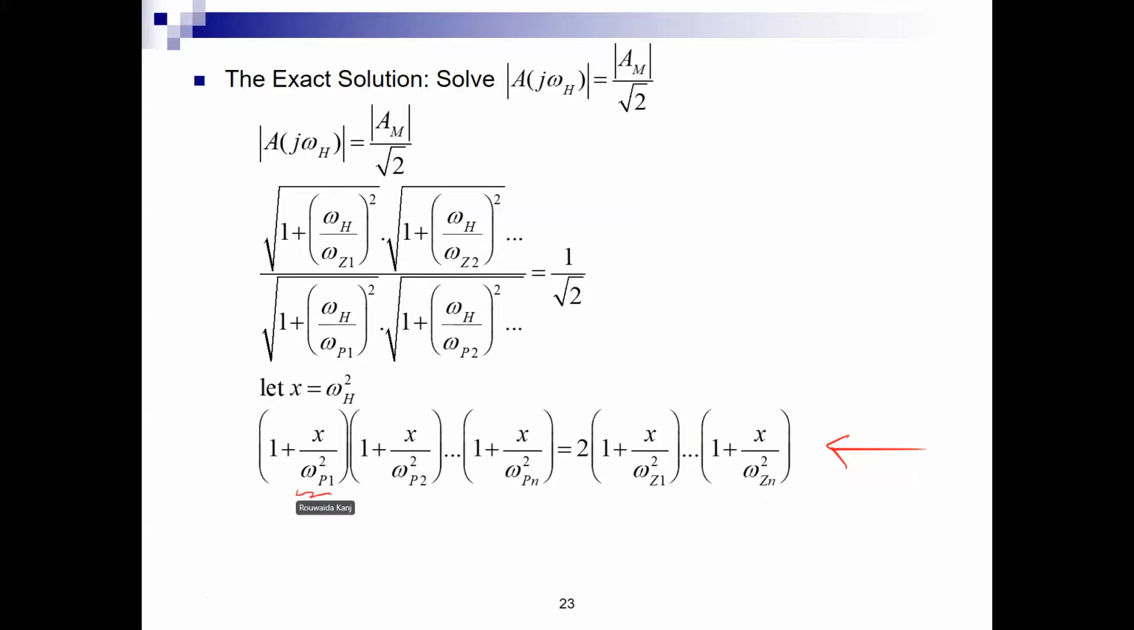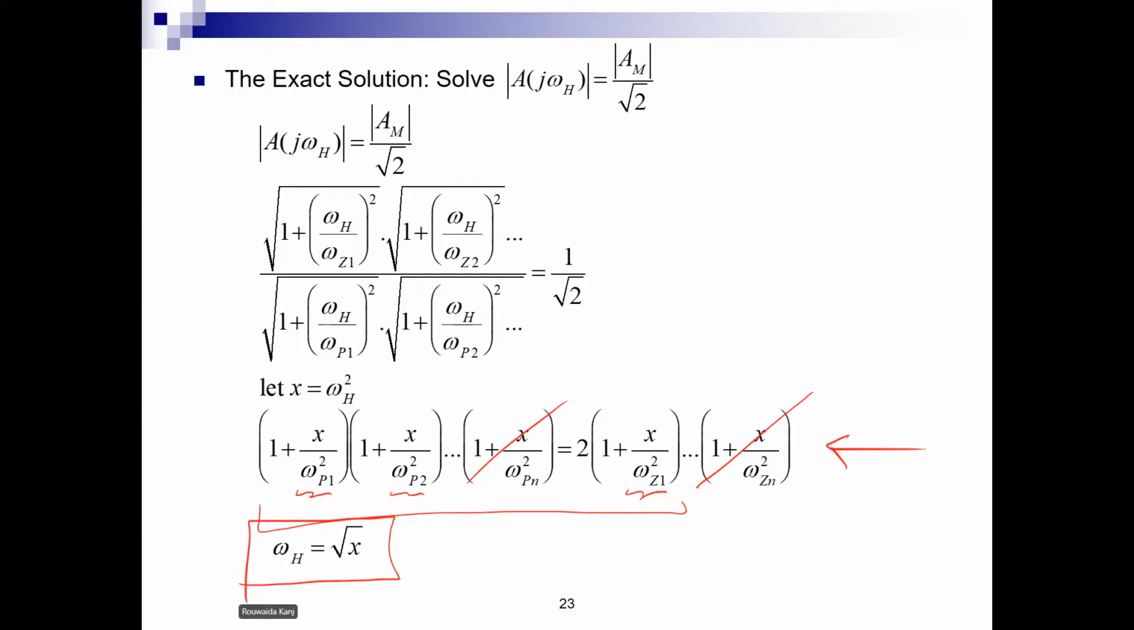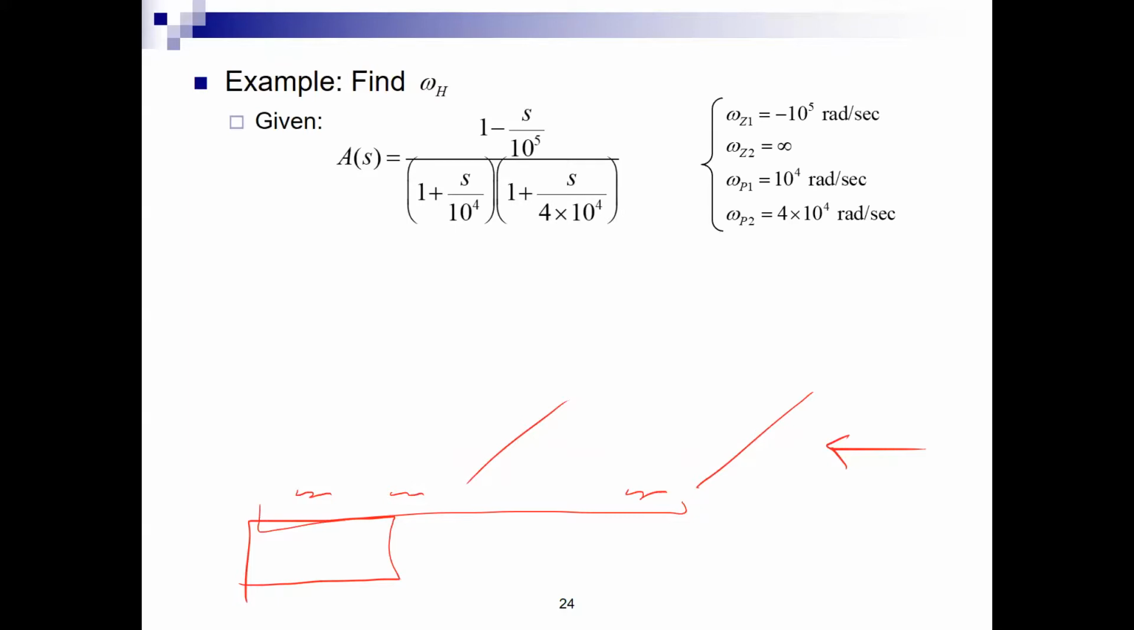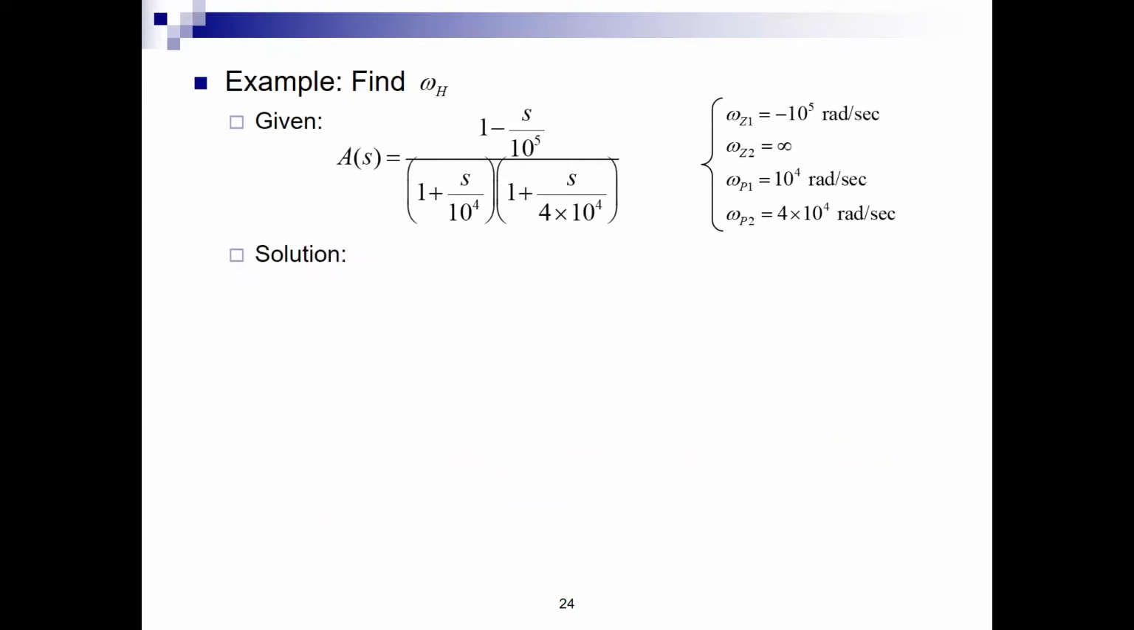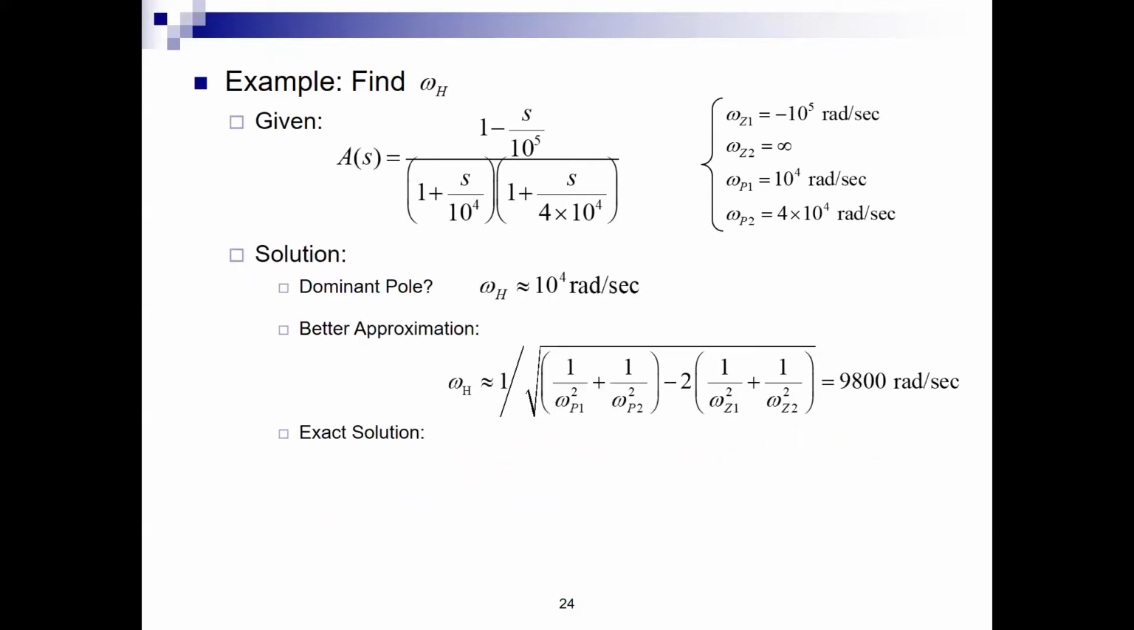You have P1 and P2, we have nothing else, and we have omega Z1, nothing else. This is the equation. We plug the values for omega P1, omega P2 and omega Z1 and we find X. X will tell me what omega H, the exact solution for the 3 dB frequency, is. Okay, this is different from when we are trying to draw the Bode plot.